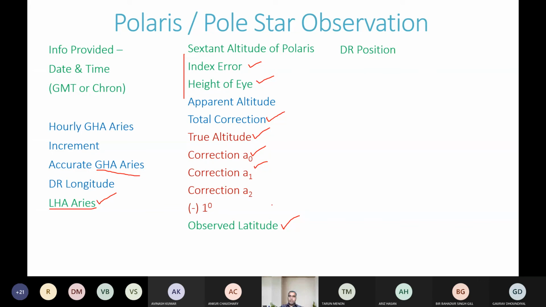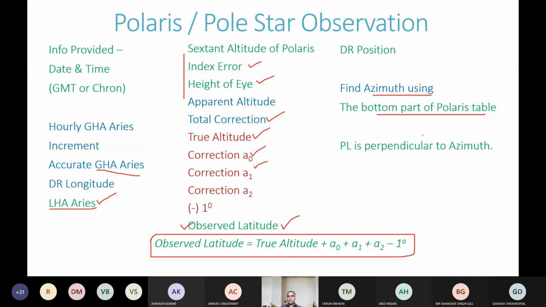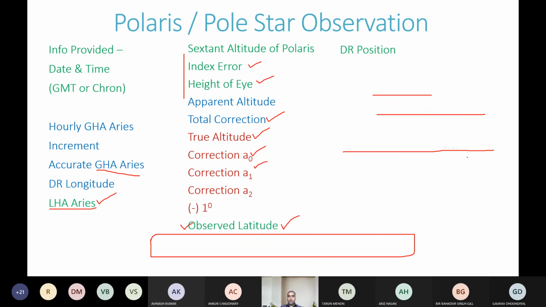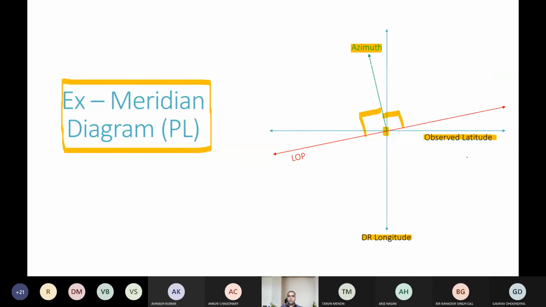Now, be careful. This observed latitude is not our fixed latitude. The PL is not the latitude itself. PL हमें पता चलेगी बेटा इसके एजिमुथ से. तो ये फॉर्मूले से हमें ऑब्जर्व लैटिट्यूड मिला है. PL के लिए we need to find the azimuth using the bottom part of Polaris table, and our PL will be perpendicular to the azimuth of the pole star. Okay, so the diagram for Polaris will be exactly the same as we did for X meridian. Okay, like this.